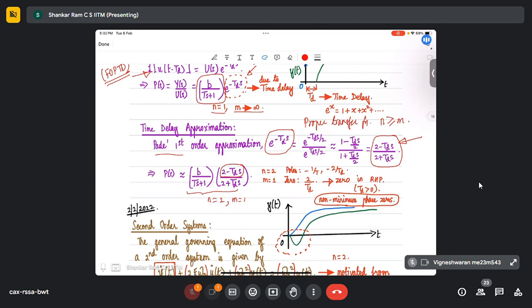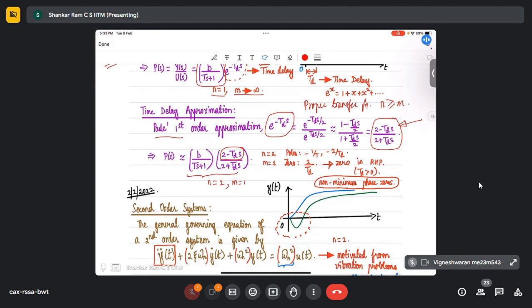Why is this important? Because almost all the analysis that we will do in system dynamics is dependent on the fact that we are going to work with a proper transfer function. Only when we work with the proper transfer function, our tools will be useful, right? But then nothing comes free, right? So what is the trade-off here? The trade-off here is that we introduce what is called as a non-minimum phase zero.